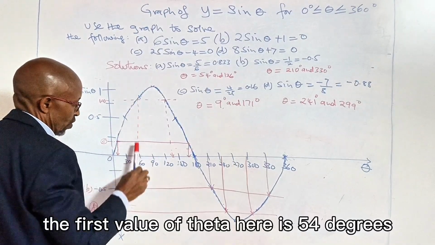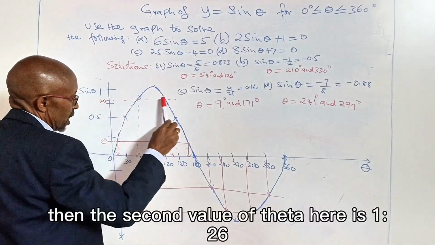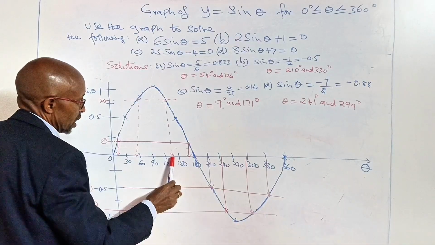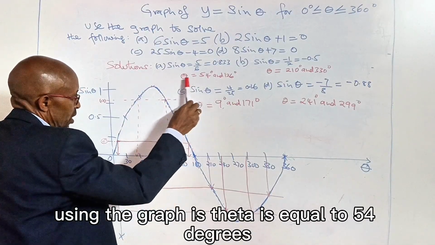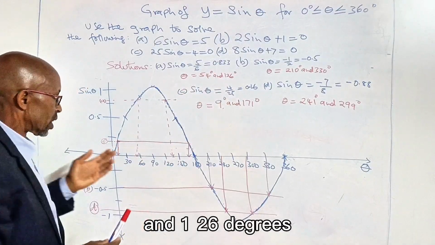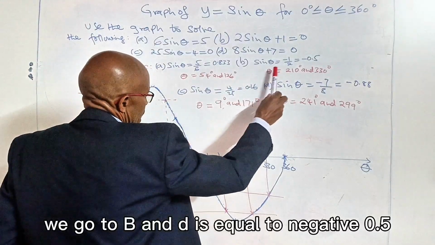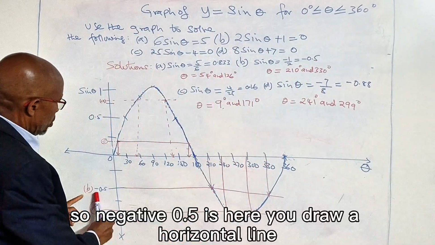The first value of theta here is 54 degrees. Then the second value of theta here is 126. So the solution for theta using the graph is theta is equal to 54 degrees and 126 degrees. We go to B, and sine theta is equal to negative 0.5. So negative 0.5 is here.